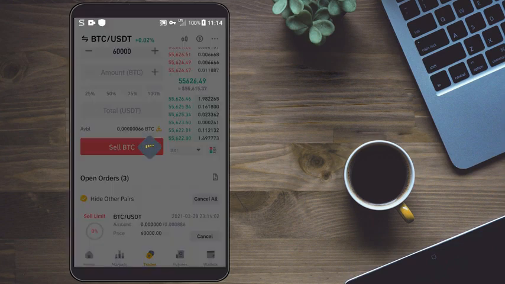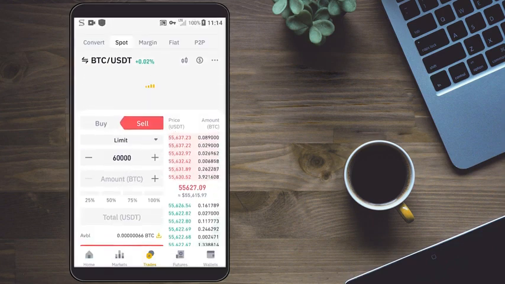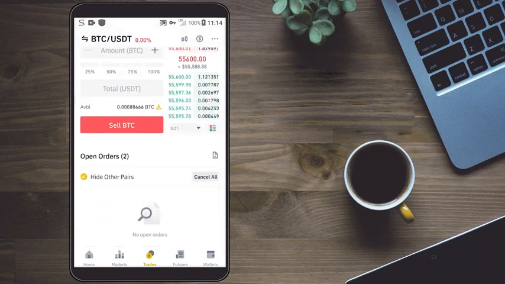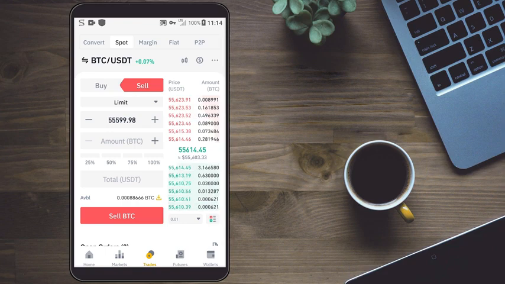Let me cancel this. Refreshing this page. You see that it's canceled. Please pay attention that a limit sell order is for selling higher than the current price of the market, and the limit price must be set higher than the current price. If you set the limit price lower than the current price of the market, your order will be executed instantly, because the current price of the market will be a better price than your limit price. You are selling, the higher the better, right? Let me show you this.